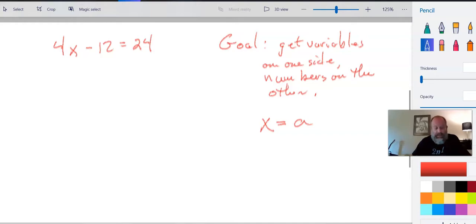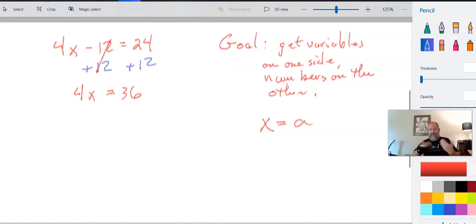So if we take a look at this, what we would start with is trying to peel this minus 12 off. Now, if I'm going to peel off a minus 12, I'm going to use the undoing function, plus 12, and I have to do it to both sides. And so if I do it to both sides, that gives me 4x, right? And then the 12s cancel, and 24 plus 12 is 36.